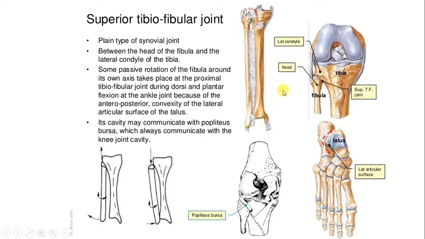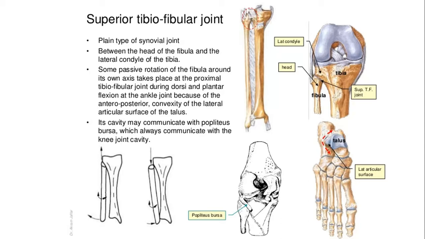So we have answers to our questions: this joint is between the lateral condyle of the tibia and the head of the fibula, it is a synovial type of joint, it is a plain variety, and the movements occurring are passive rotations around its own axis. So we have understood that.